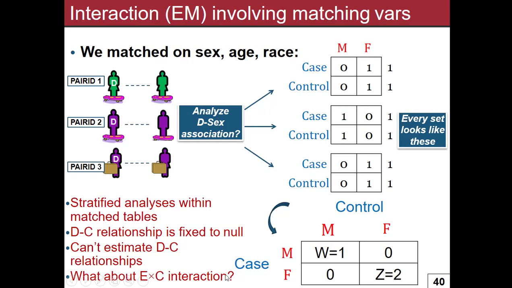You can't estimate the relationship between disease and the matching factor, but it doesn't necessarily mean that you can't look at interaction between the exposure and sex, the effect modification. This rules out the case-control and C relationship, but it doesn't quite rule out interaction. Effect modification is where the relationship between exposure and case-control status changes across Cs. So, for example, what if the exposure-case relationship changes by sex? That actually is not ruled out by this situation.